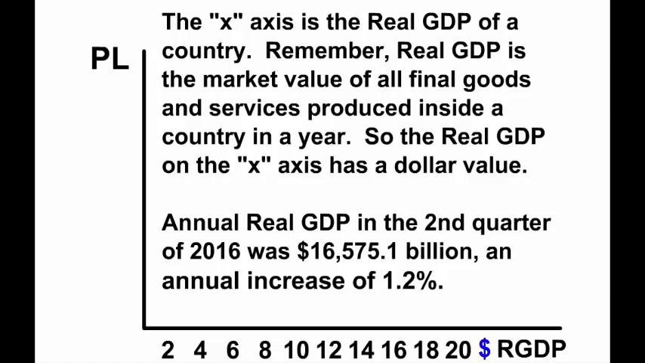Real GDP is also equal to Y, which stands for national income. The real GDP is the output of the country, and the national income is the payment for the factors of production that go into the production of the real GDP. From now on, you will label the x-axis real GDP is equal to Y.